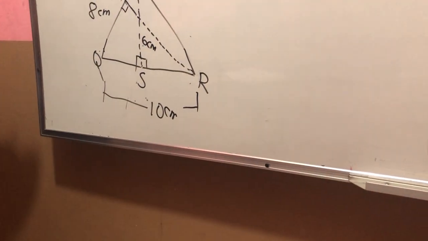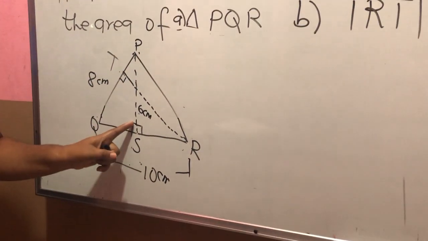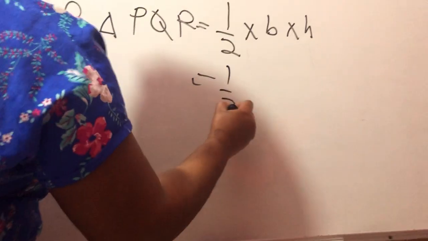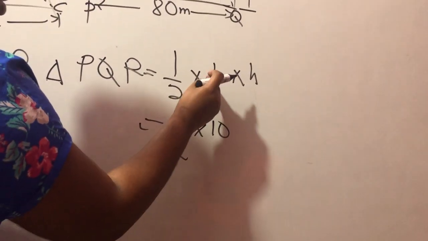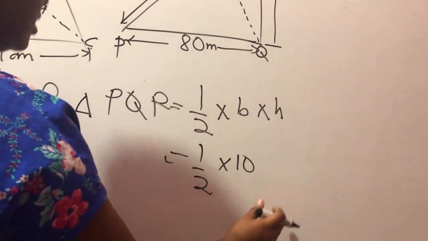What is its corresponding height? Its corresponding height is 6 centimeters. So I make sure I write it there. So my half, my base is what? 10. Make sure your base comes under it. Don't bring the 6 here. Let it be in line.